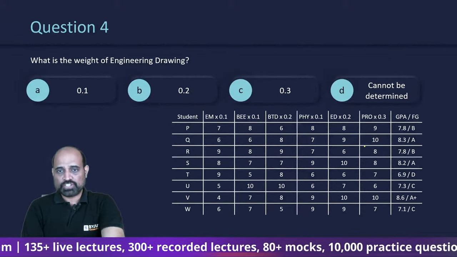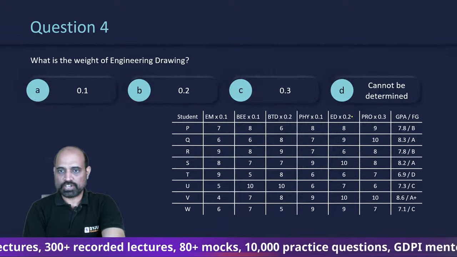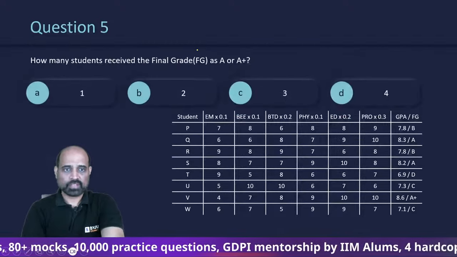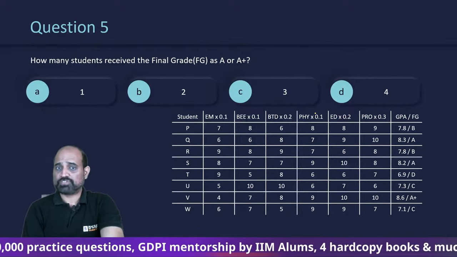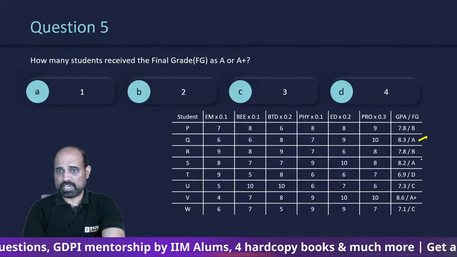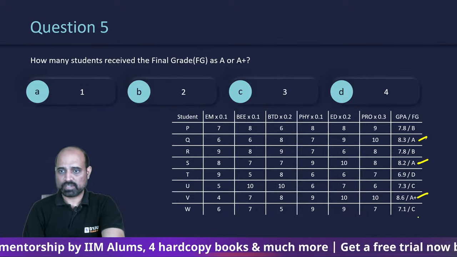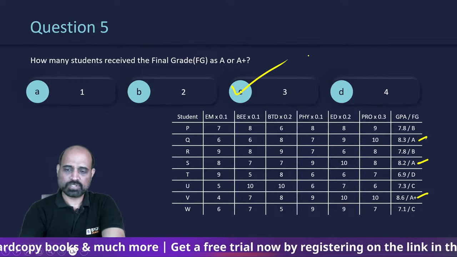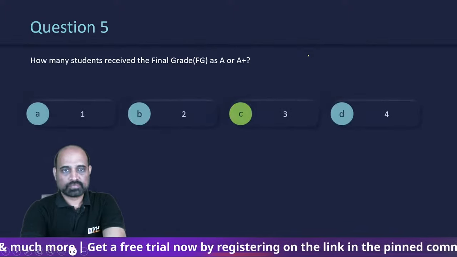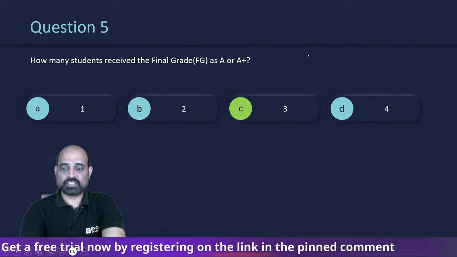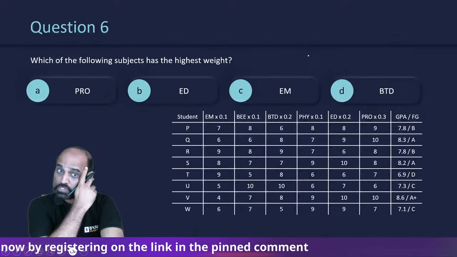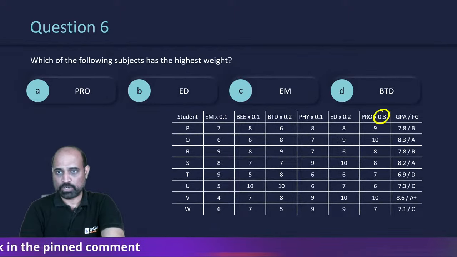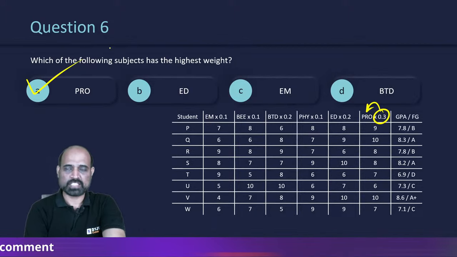What is the weight of engineering drawing? So engineering drawing has a weight of 0.2. How many students received the final grade as A or A plus? A plus. Anyone else? 9. 3 people, 3 students. Which of the following subjects has the highest weight? Highest weight is 0.3. No, it is for pro, as in project.